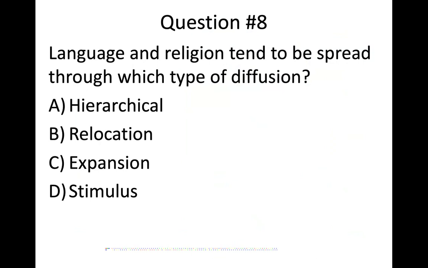Question number 8. Language and religion tend to be spread through what type of diffusion? Answer is relocation diffusion. When people physically move from one spot to another, they take their language and religion with them.